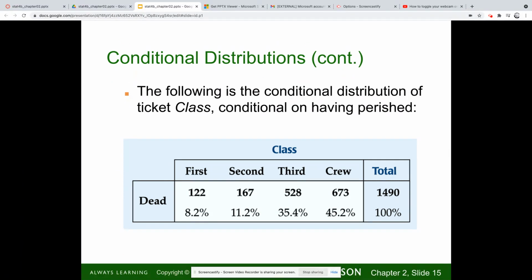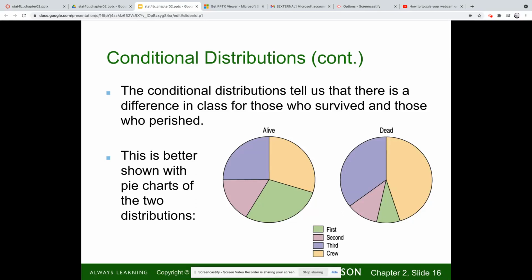So then the following is a conditional distribution of ticket class, conditional on having unfortunately passed away. So here, the first class was the lowest percentage that passed away. Think about that for a second, okay? Same situation, just representing a different variable. So the conditional distribution tells us that there is a difference in class for those who survived and those who perished. All right? It is better shown in pie charts of the two distributions.